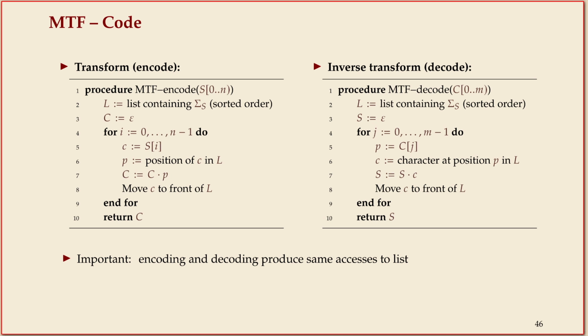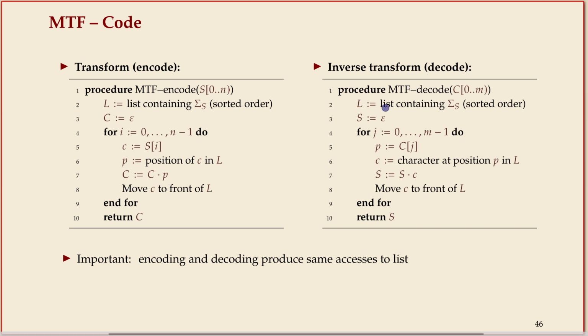Because it's so easy, let's start with the code, just because it nicely shows how encoding and decoding is very, very similar in this case. In both cases, we start with our move to front list of all the alphabet symbols. And by convention, we start in alphabetic order. We have to have some convention. In the encoding step, we have the source text given, and we produce the coded text. So we go through all the letters in the source text. We find the next character. We find the position of that character in our move to front list. And that position is added to the coded text. And then we do the move to front transformation on L.